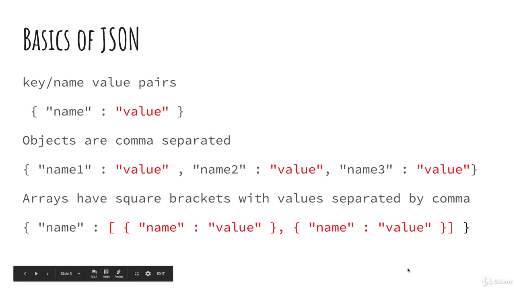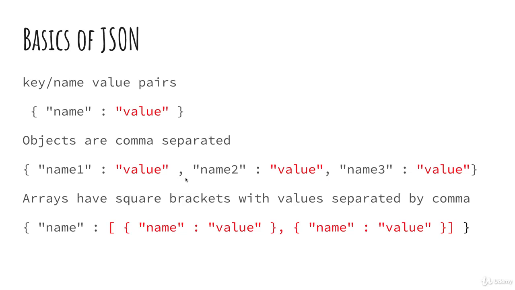There are different ways to present the key name values. It's always presented in a pair. There's always a name, colon, value. Objects are also separated. So just as we saw, we've got name, value, name, value, name, value. If we have multiple items, we separate them by a comma.